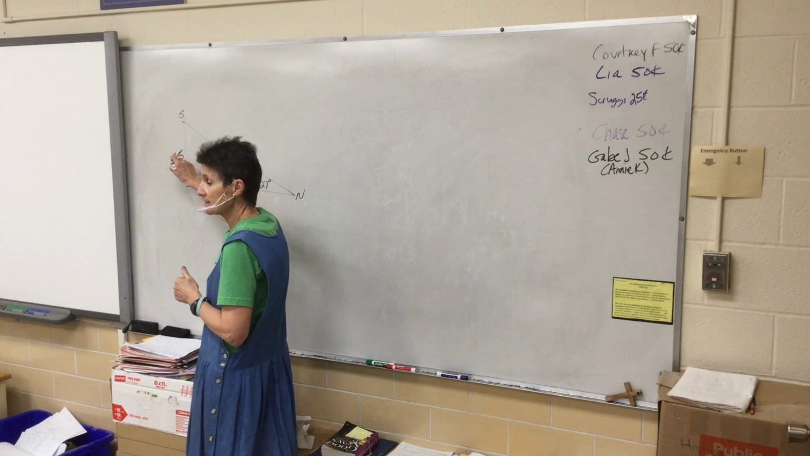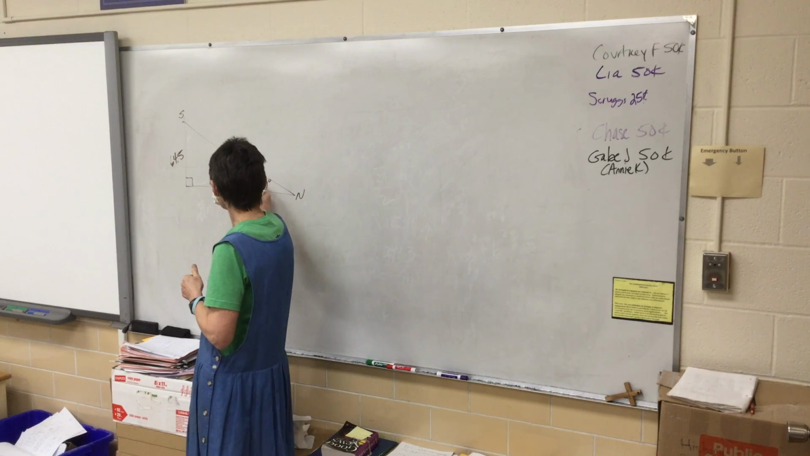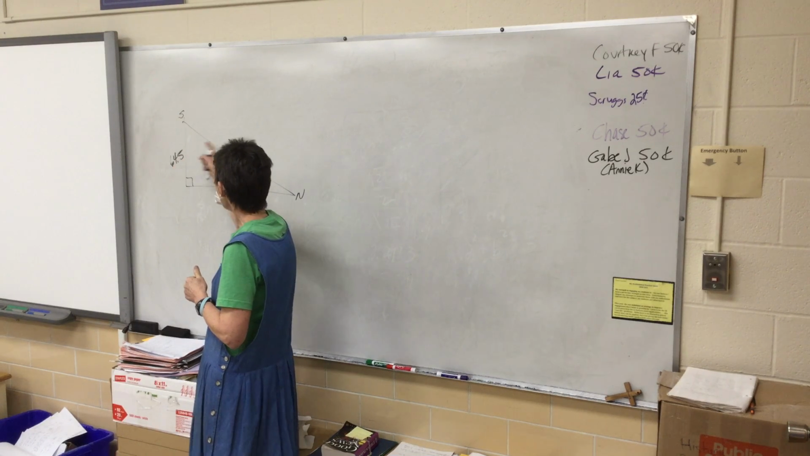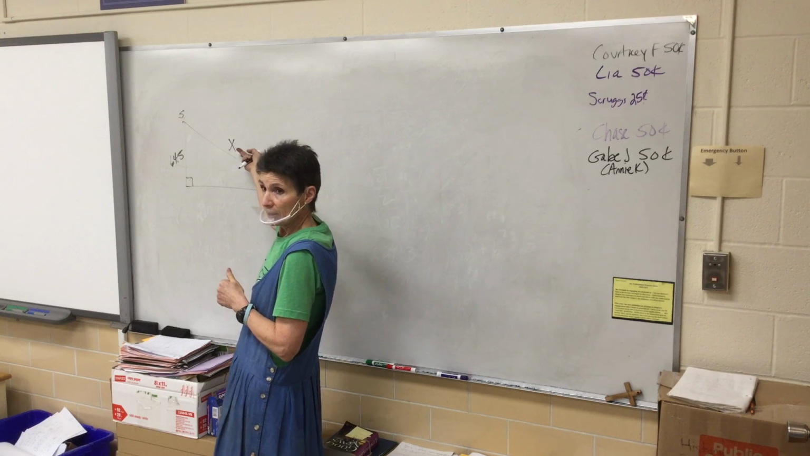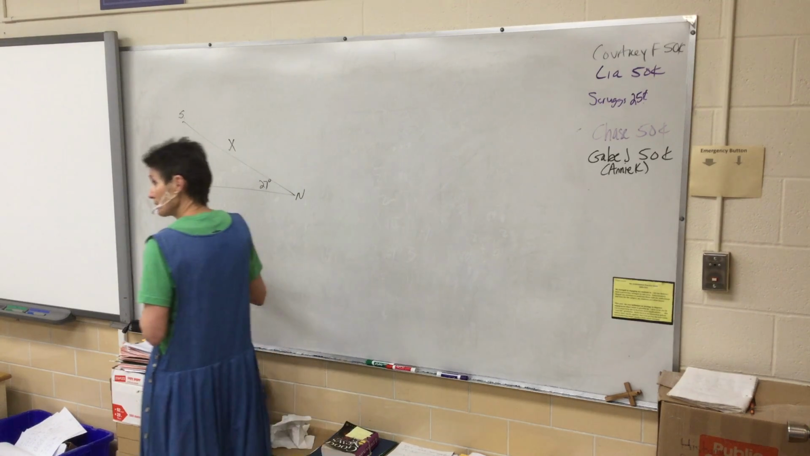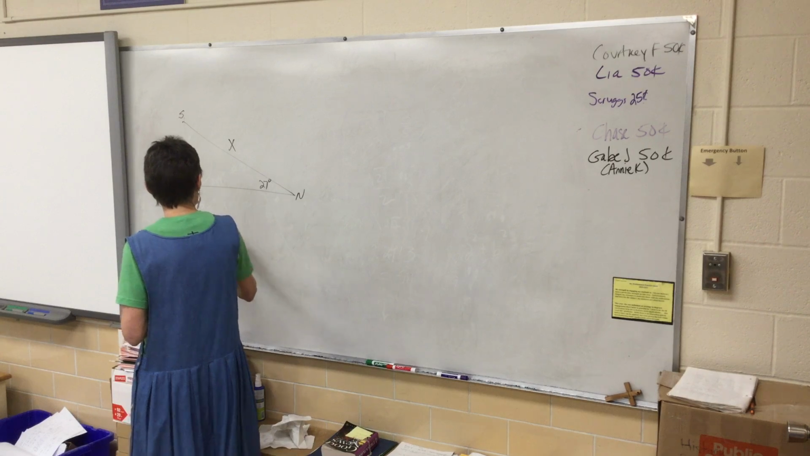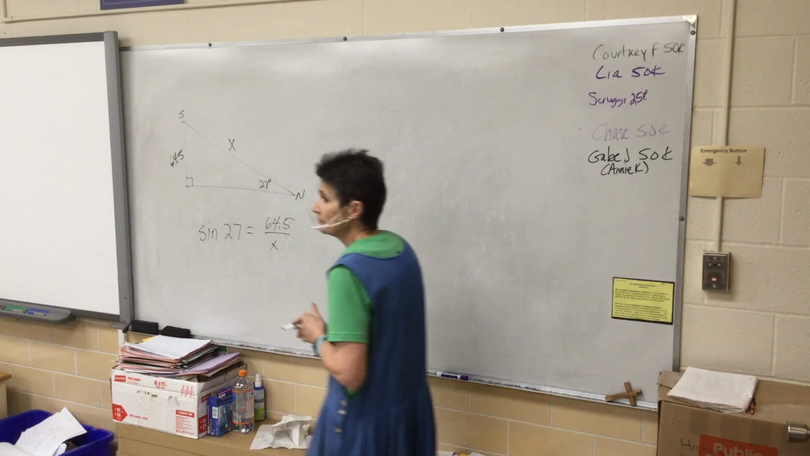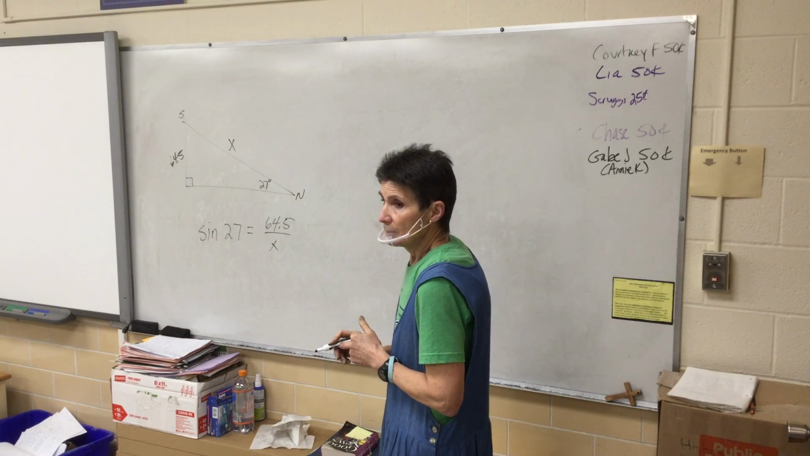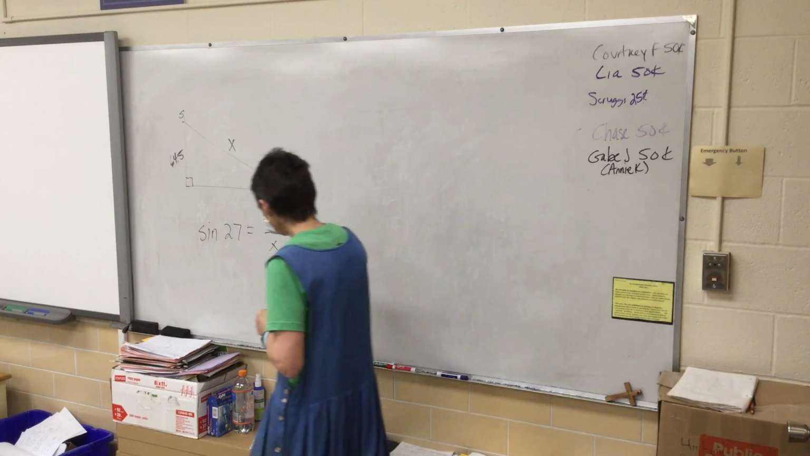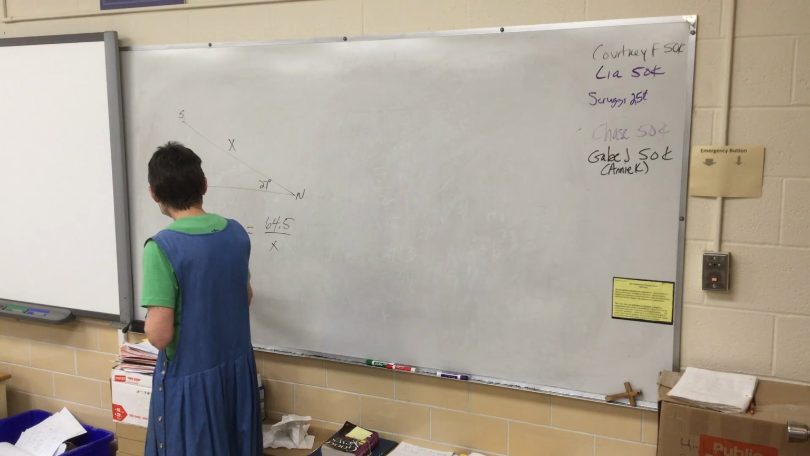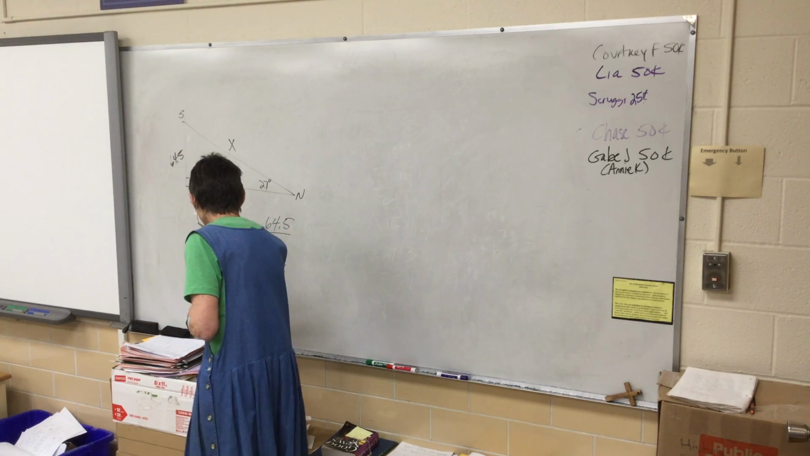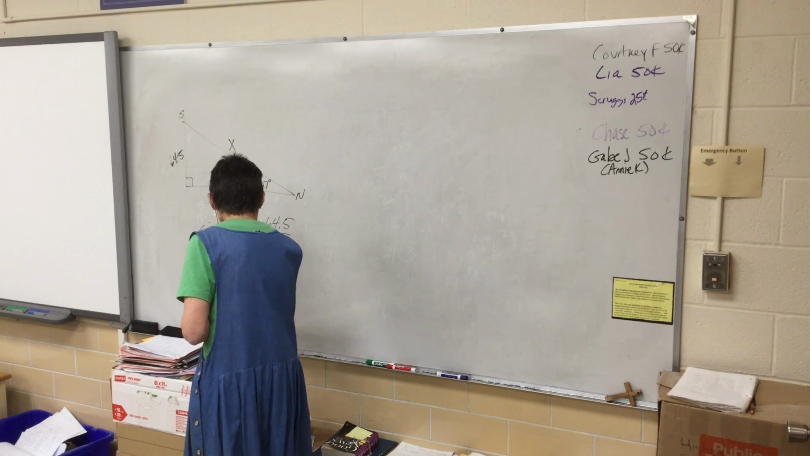This side is the opposite. Look, I'm traveling clear across the triangle to get to it, right? That's the opposite. And this, of course, is the hypotenuse. So this is going to be another sine equation. So I'm going to go ahead and multiply by x, and divide by sine 27.